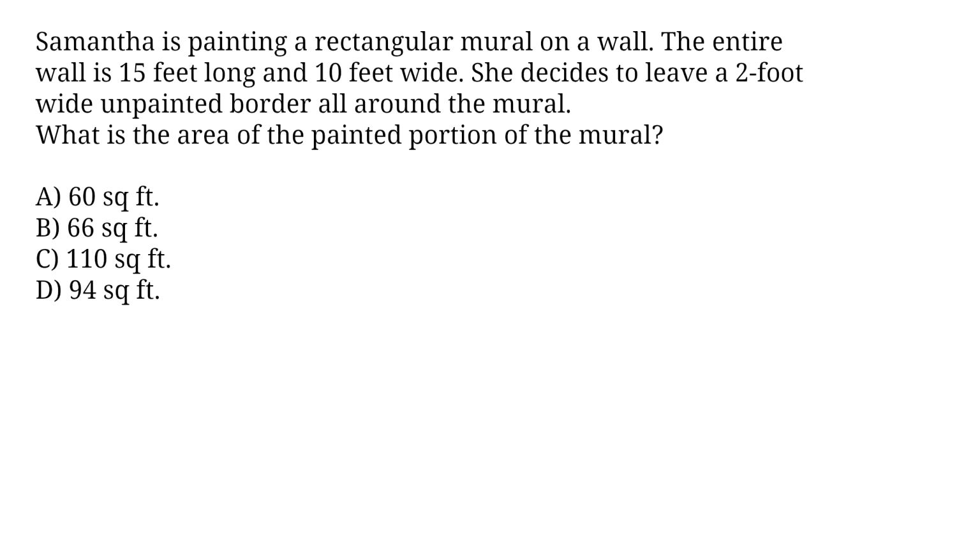Samantha is painting a rectangular mural on a wall. The entire wall is 15 feet long and 10 feet wide. She decides to leave a 2-foot wide unpainted border all around the mural. What is the area of the painted portion of the mural? A. 60 square feet. B. 66 square feet. C. 110 square feet.